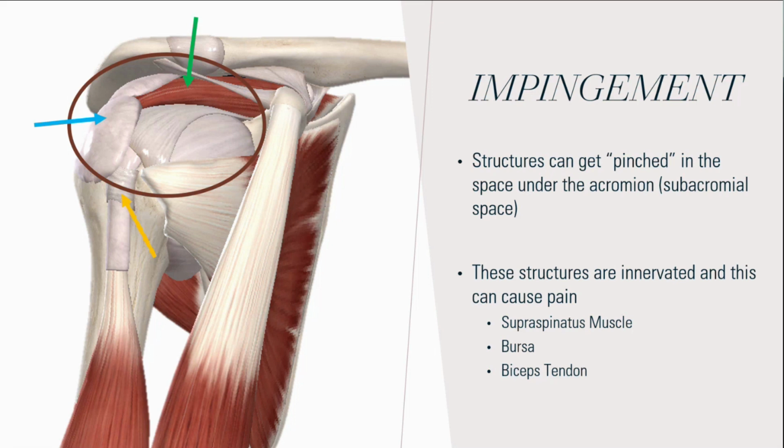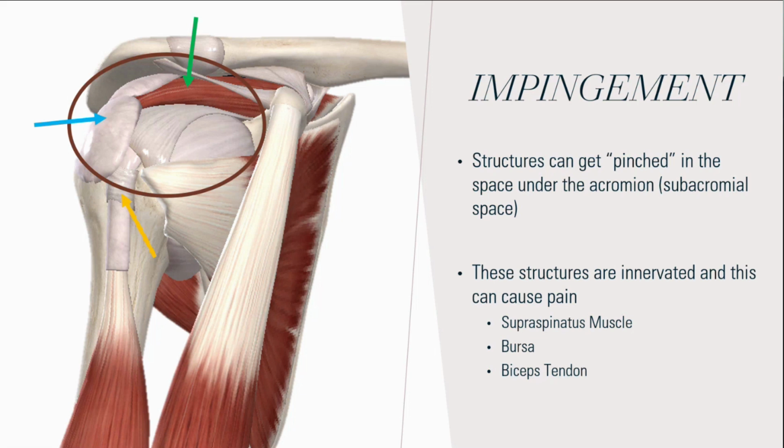Now, these tend to be softer and more fluid, but when we have things like impingement happening and they get pinched and irritated, they become a little bit thicker. They can become a little bit more leathery. And again, that can cause a lot of pain in the shoulder.